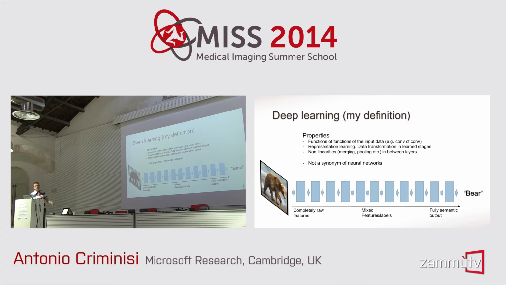So the three things perhaps that define deep learning is definitely the stacking bit, the fact that you have higher order functions, you have functions of functions, could be convolutions of convolutions. You have this representation learning where the data, intermediate data, is transformed one stage at a time from completely raw features to semantically rich outputs. And also, it seems to be quite important to have this other ingredient, which is non-linearities, non-linear transformations, not necessarily all the way for each stage, but at least in some of them.